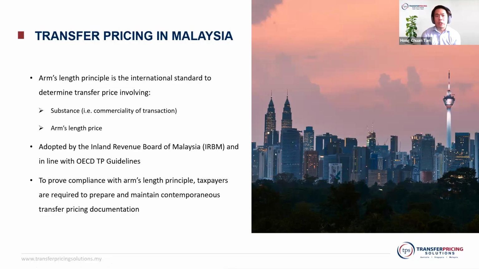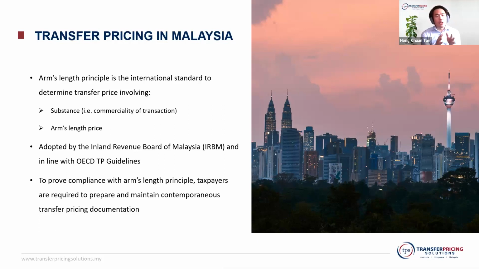So that's the question that we need to ask ourselves, whether within your controlled transaction, that is what's happening. Therein lies the arm's length principle. And the RMCD follows about 80-90% of the OECD TP guidelines. And in order to test and prove whether your transaction is in line with the arm's length principle, taxpayers are required to prepare and maintain contemporaneous transfer pricing documentation, right? So that's the rule of thumb in terms of transfer pricing.